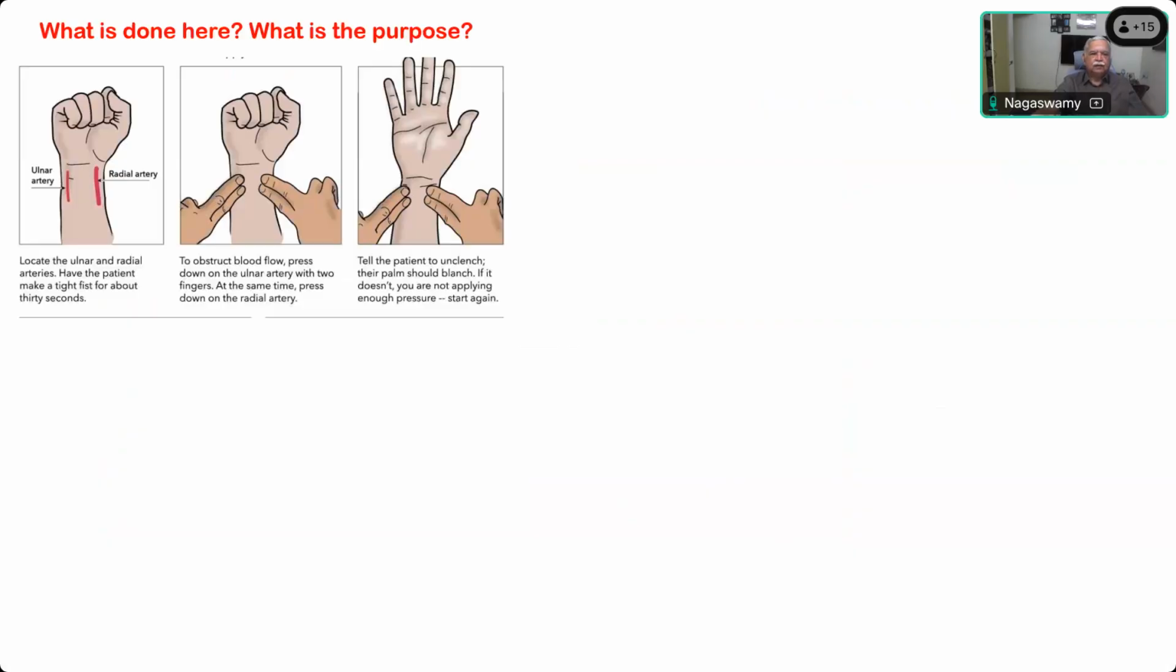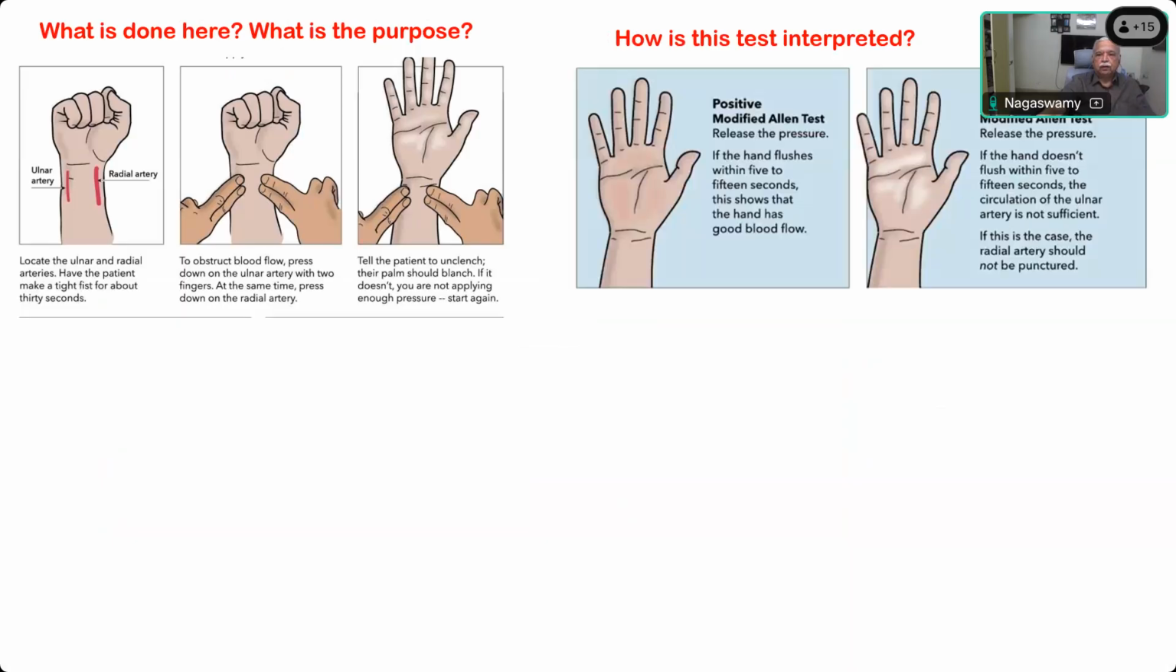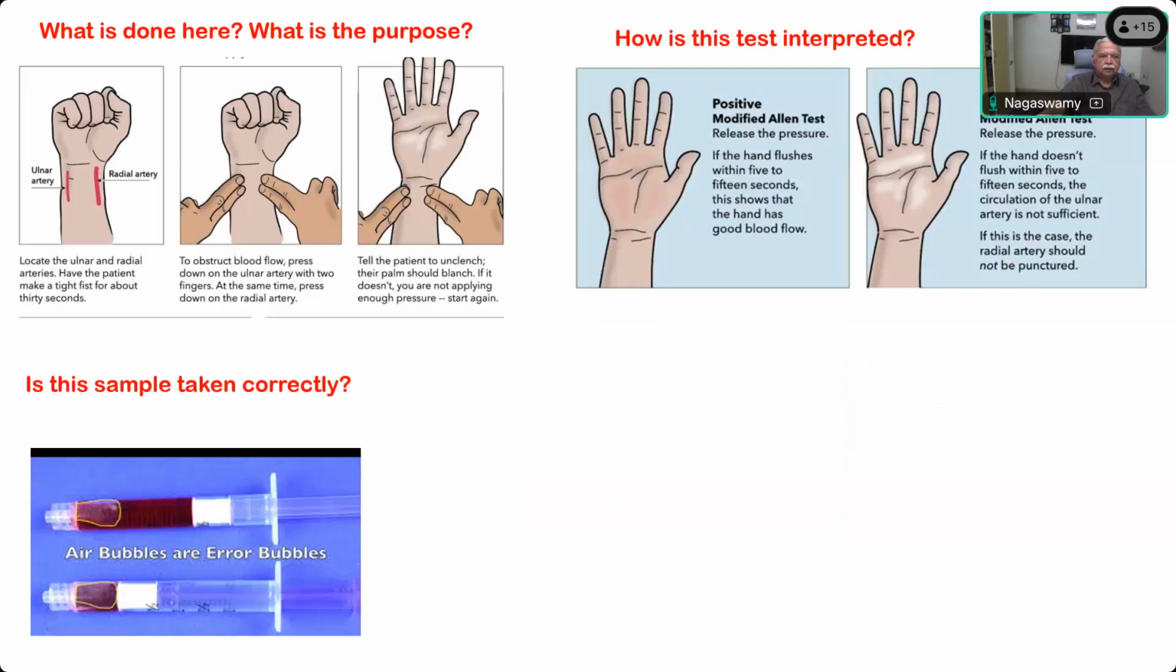Now, what is done here and what is the purpose of doing this? Modified Allen's test. What is the purpose of doing that? To check the patency and adequate compensatory, or collateral, blood flow through the ulnar artery. So whenever you want to take a radial artery blood sample, you must always do the Allen's test to find out whether the ulnar collateral is adequately supplying the forearm or not, which may otherwise sometimes lead to ischemic changes in the forearm. How it is supplied, all those things I will just skip through.